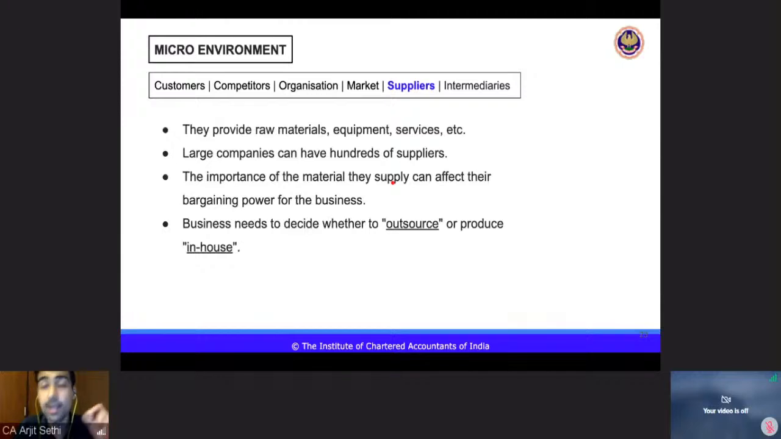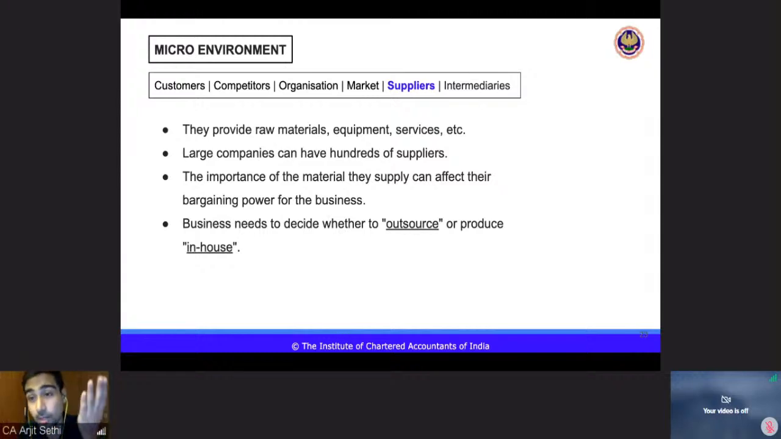Let's suppose I'm a car manufacturer and there is a supplier who is giving me seats for those cars. Now, a seat is very essential for a car. I cannot have a car without seats. I will not have a plastic chair in the car. So I have to have a supplier. That supplier is providing a very important component of my business, which is the car seat. So the importance of that supplier for me increases.